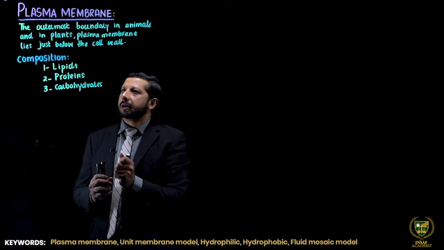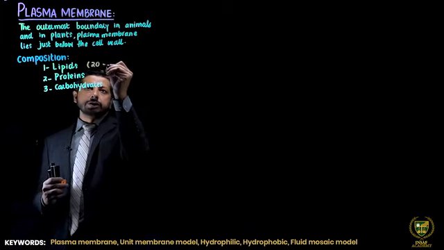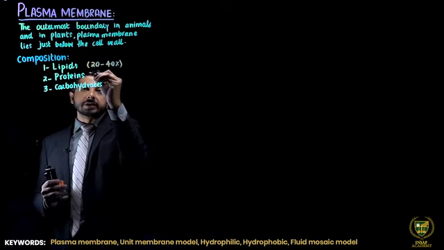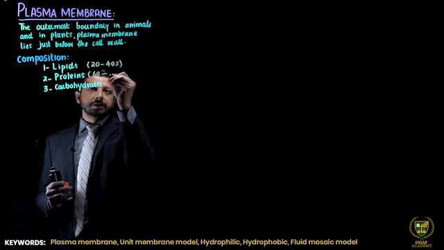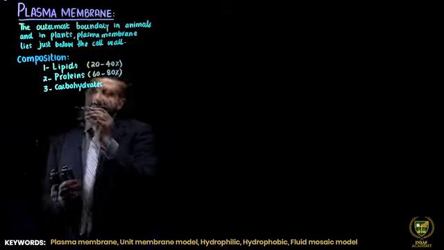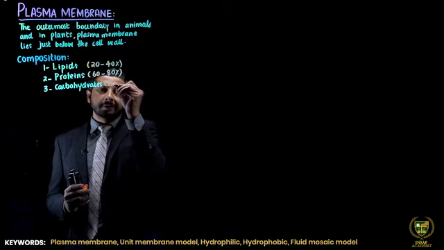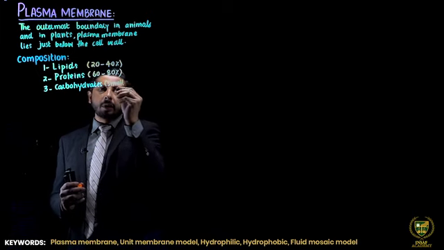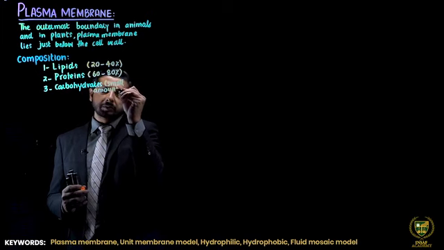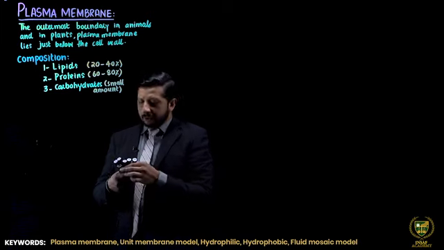In the plasma membrane, the lipids constitute 20 to 40%, while the proteins constitute 60 to 80%. Clear? While the carbohydrates are present in small amounts, but they are a part of the plasma membrane.